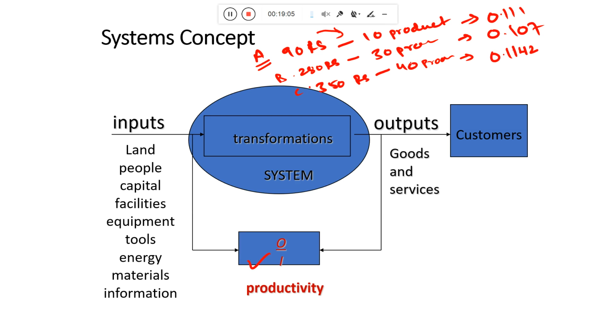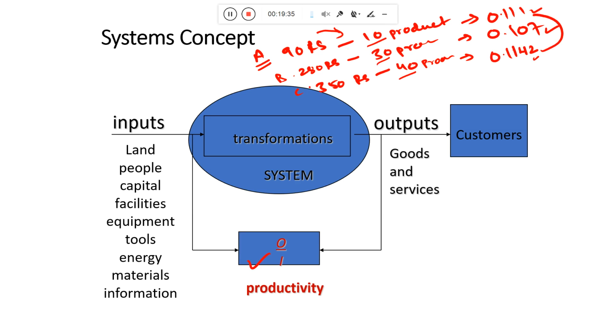If anyone says that I improved my production, it does not mean that productivity improved. Here they actually manufactured 10, then 30, after that they manufactured 40 products. It is not like their productivity is improved. Here you can see the productivity is 0.11, now 0.107 actually decreased, and again it is equal to that only.